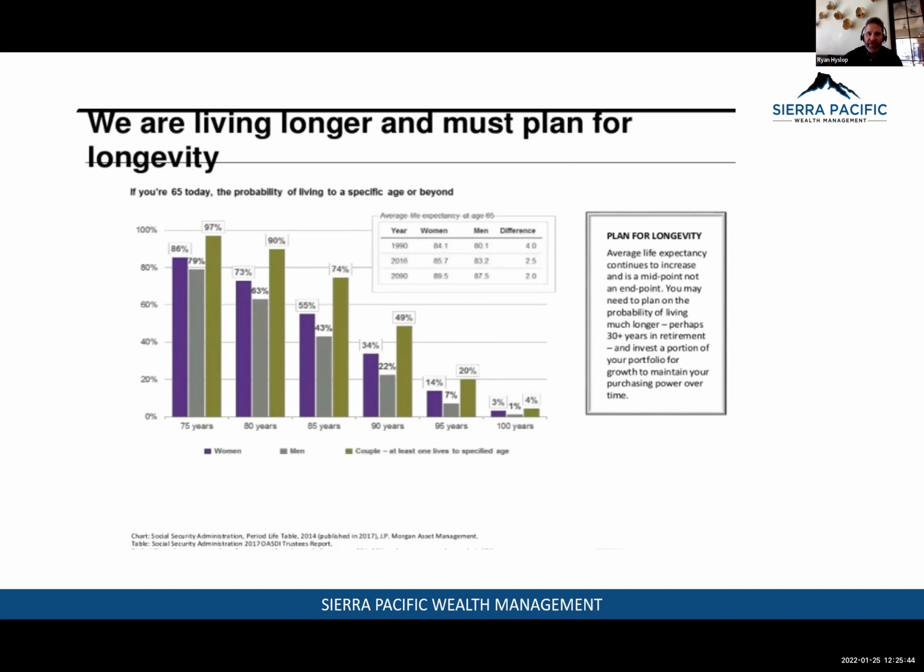So think about that. If you're 65 and you're sitting in this presentation today, married, sitting there next to your spouse, there's a 50% chance one of the two of you is going to live to be 90 years old, right? That's 25 years. If you're retiring today at 65, you have to plan for this inflationary environment, right?